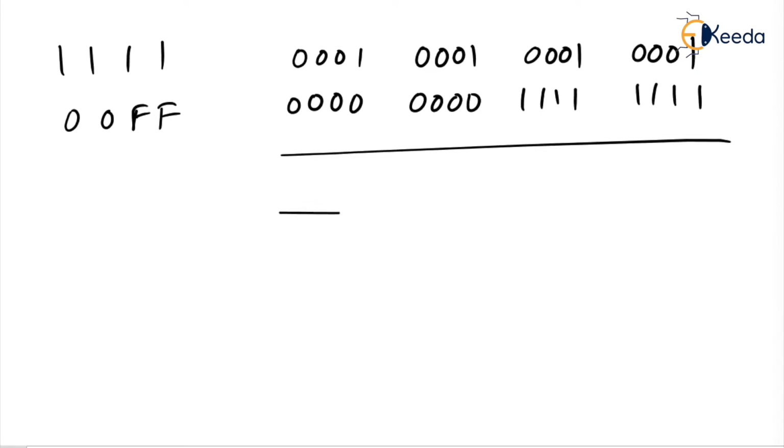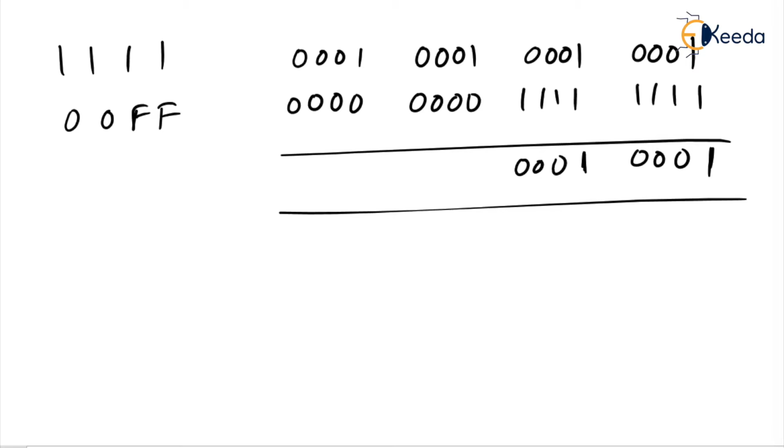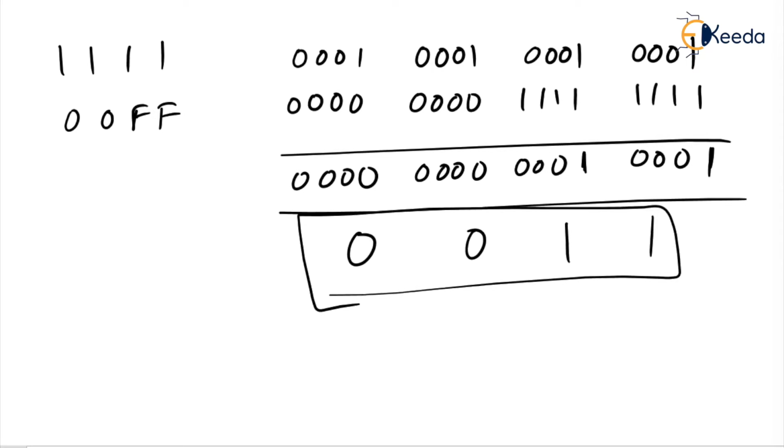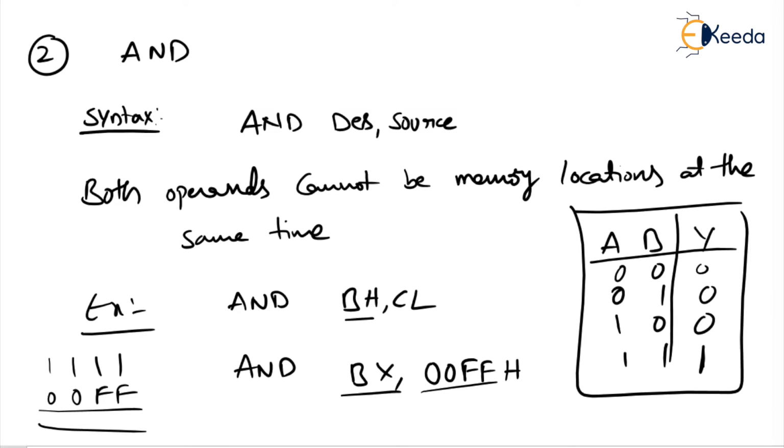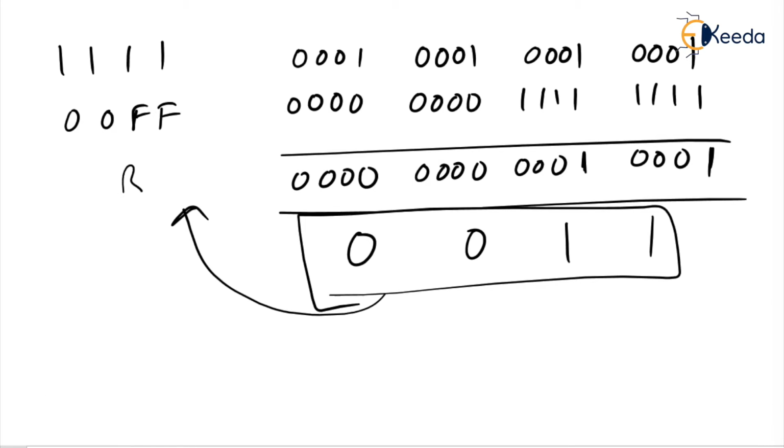Now perform the AND operation. When both are 1, then only the output is 1. Otherwise, all are 0. So, what is the output? 0 0 1 1. The result will be stored in BX. This is also a 16-bit number. Right? In this way, we have to perform the AND operation.